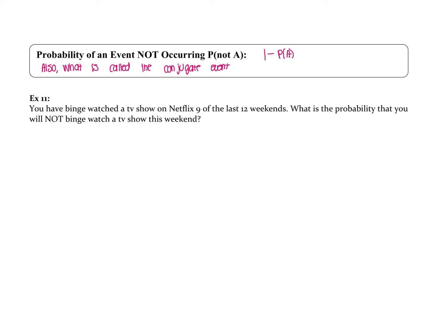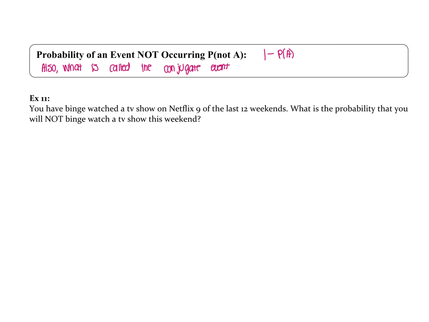All right, now we're looking at calculating the probability of an event not occurring. So we want to look at the probability of not A, A being whatever our event represents. This is sometimes what we call the complement event, the opposite event. It's actually easy to find this because all you have to look at is, hopefully, you're given the information to find the probability of your event happening. And then to find the probability of that not happening, you just do 1 minus that probability.